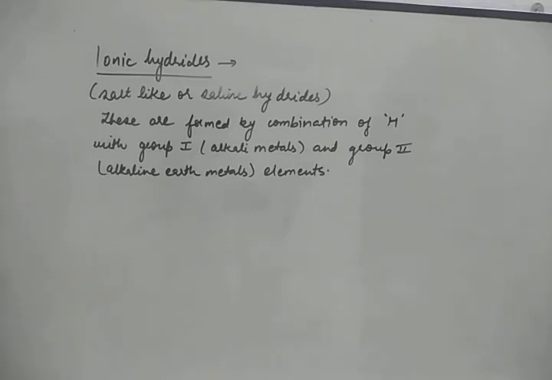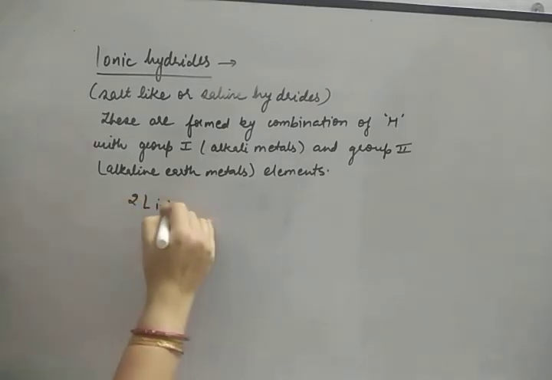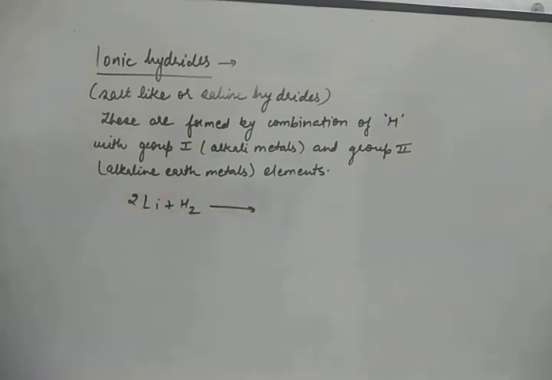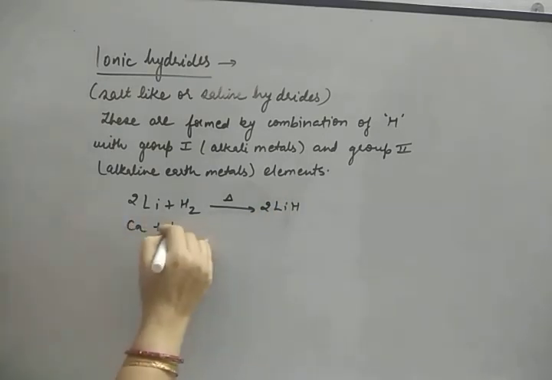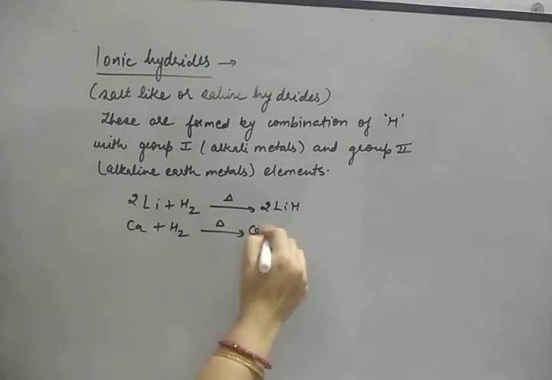So what are ionic hydrides? These are formed by the combination of hydrogen with s-block elements. Now what are the examples? So we'll take some examples here. Suppose if I take lithium and this lithium is heated with hydrogen, I will get lithium hydride. Suppose I am having calcium plus hydrogen. If it is heated, I will get calcium hydride. Okay, so alkali and alkaline earth metals, when they are heated with hydrogen at high temperature, they give the corresponding hydride.